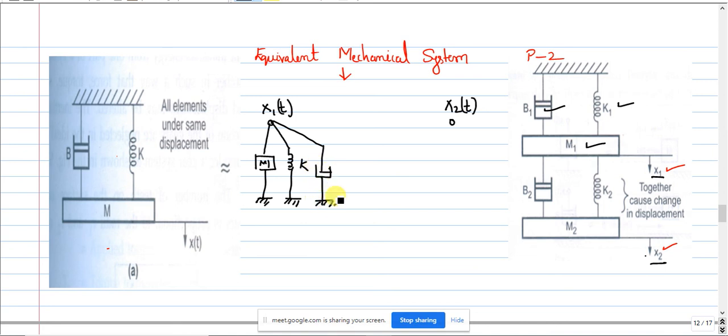Yeah, done. That is B. So under x1 of t I have mass m1, k and b. All three are acting in parallel. Okay, done. Now let me check under x2 how many elements are there.